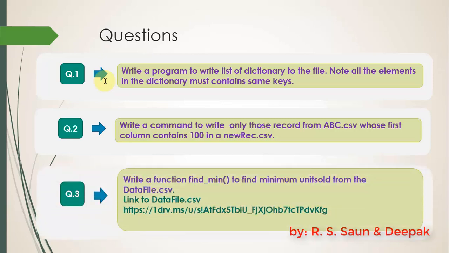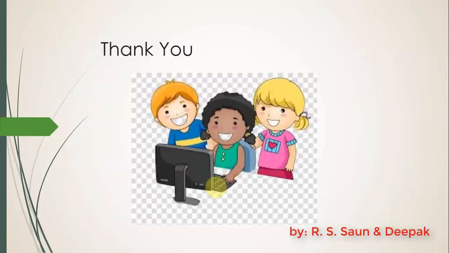Next is a new question, that is, write a function find minimum to find the minimum units sold from the data file.csv. I have specified a link here and also in the description. So go ahead to the description and click on this link to download this file and do this. If you have any queries, you can ask.